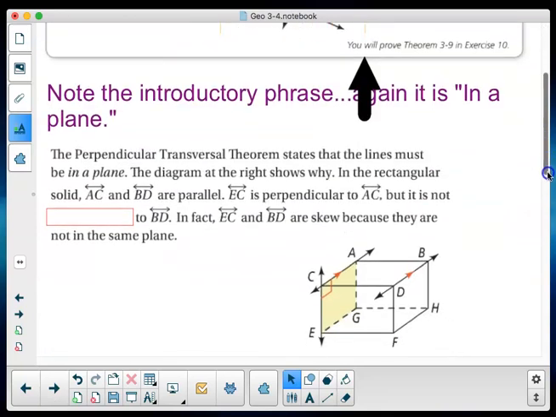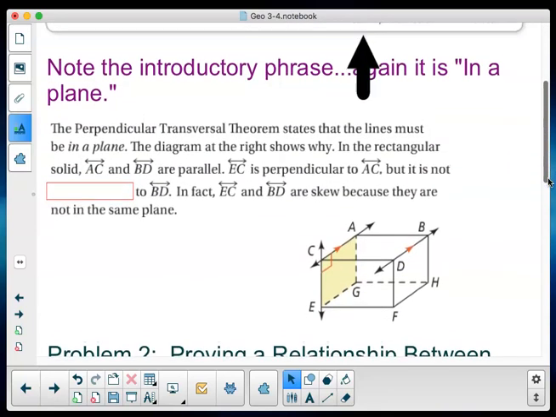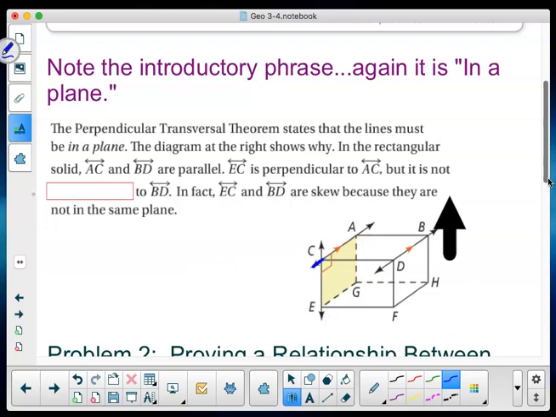So it's important to keep in mind the perpendicular transversal theorem states that the lines must be in a plane. The diagram at the right shows why. In the rectangular solid, it's line AC. So if I've got line AC, let's highlight that in blue, and line BD, let's go BD. I've got BD there, and I've got AC here. They are parallel, and they are.